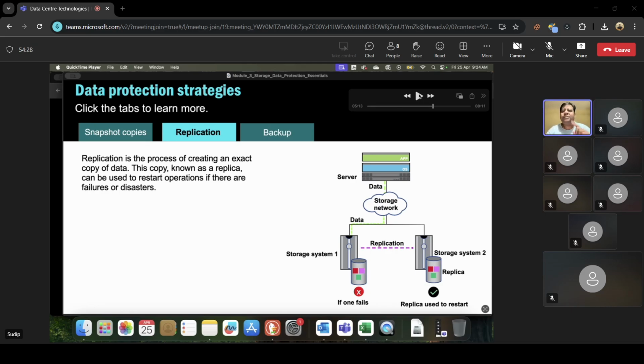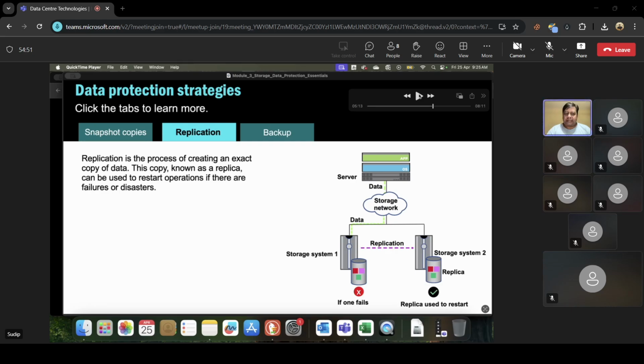And that technology is called replication. This technology is widely used in data centers today to create online, up-to-the-point replicas of your data in a separate storage system. All right.